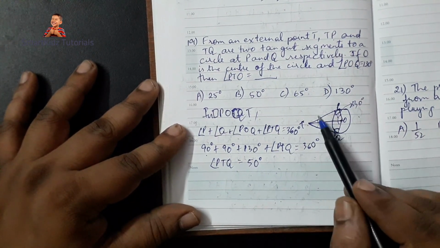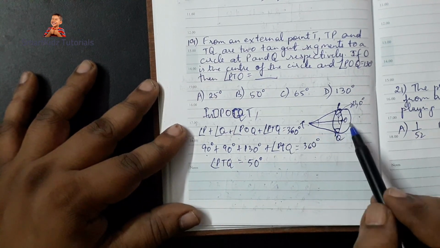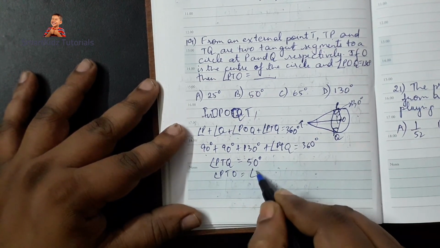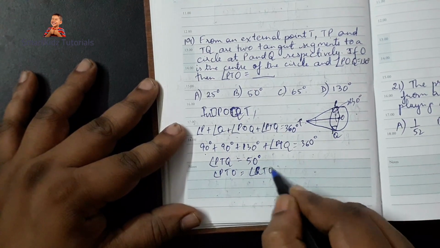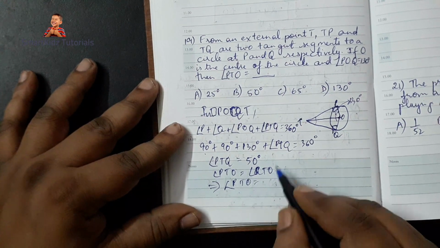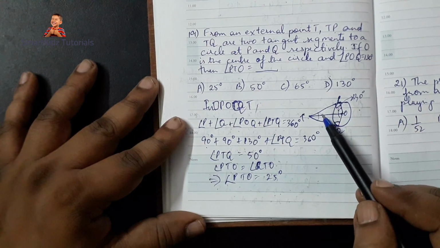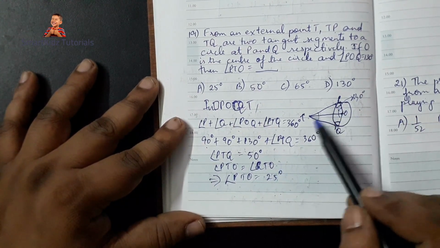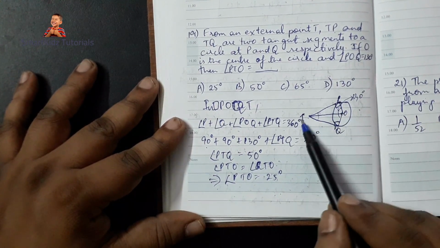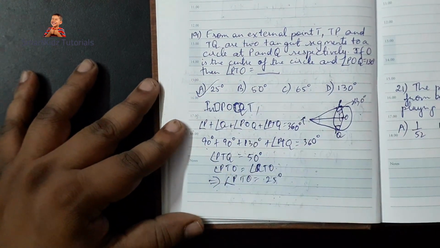Okay. Now this becomes like an angle bisector, which means angle PTO should be equal to angle QTO. In that case, that means angle PTO, which is what we need to find out, should be 25 degrees, because this full angle is 50 degrees and half of this angle will be 25 degrees. This angle is equal to this angle, because this OT forms an angle bisector. Hence, the correct choice is A, 25 degrees.